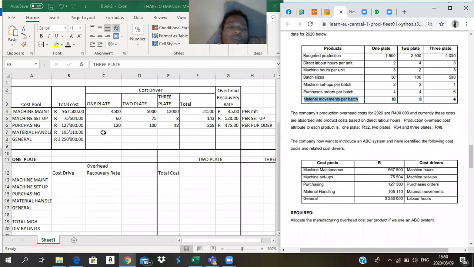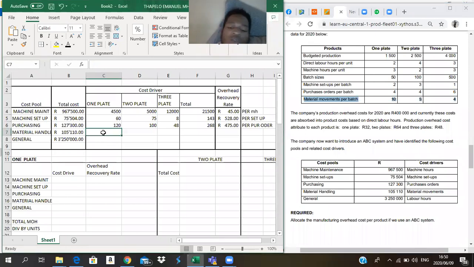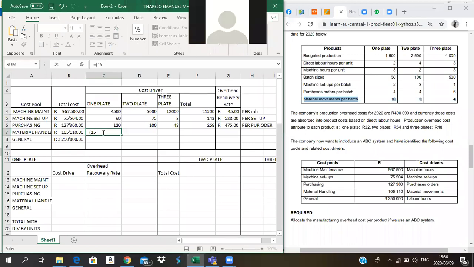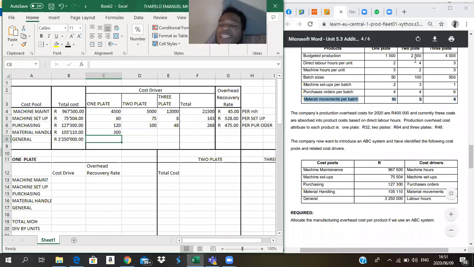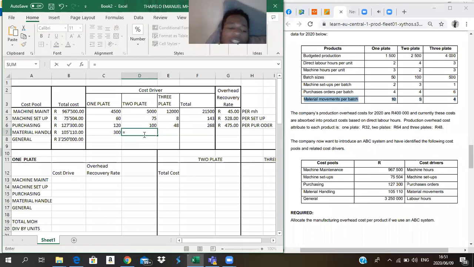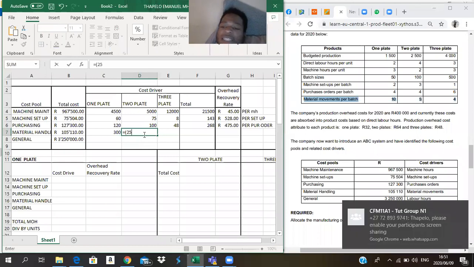So what I'm going to do for one plate, I'm going to say it's equals to open bracket, the 1,500 divided by the 50, close bracket, multiply by the 10. Then I get an amount of 300. For two plate, I'm going to take the 2,500 divided by the 100, multiply by that 5 there. So I'm going to say it's equals to, open bracket, the 2,500.